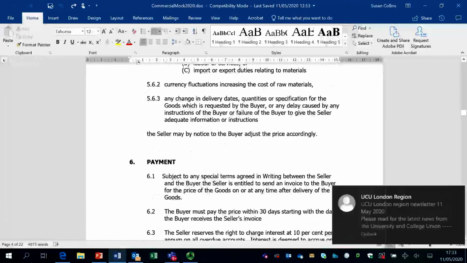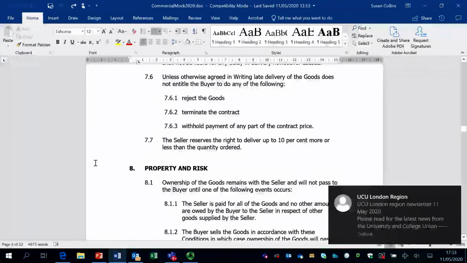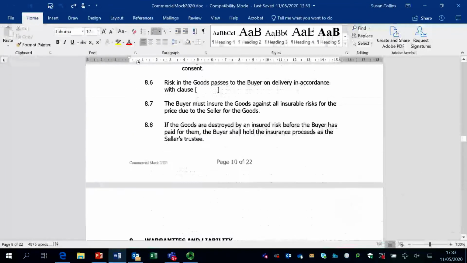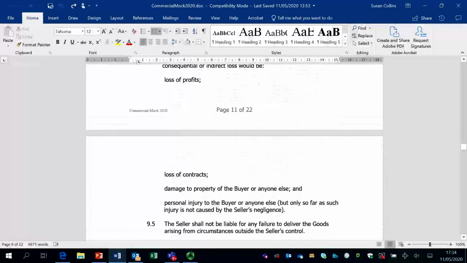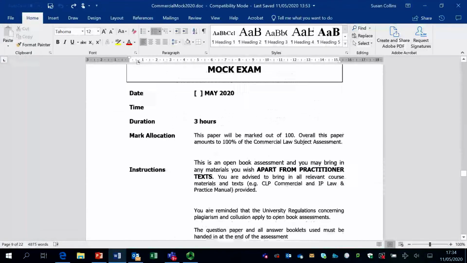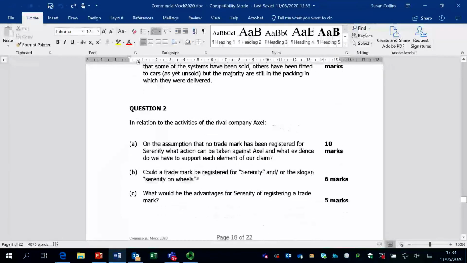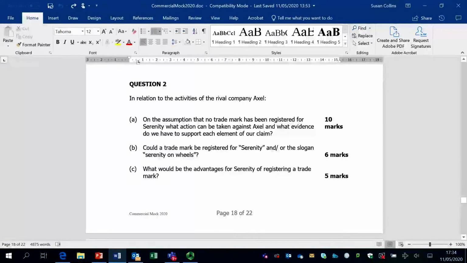So let's go back to the question then. We need to make sure that we've got the information there. We've gone back through, we've checked the information from the advance, we've also got the extra information from the question paper. So looking at this question then, what evidence do we have to support each element of our claim? What you need here is more than just to say what the 3 elements are for passing off. You should, of course, refer to the elements from the GIF case, Reckitt and Colman and Borden, that key case.